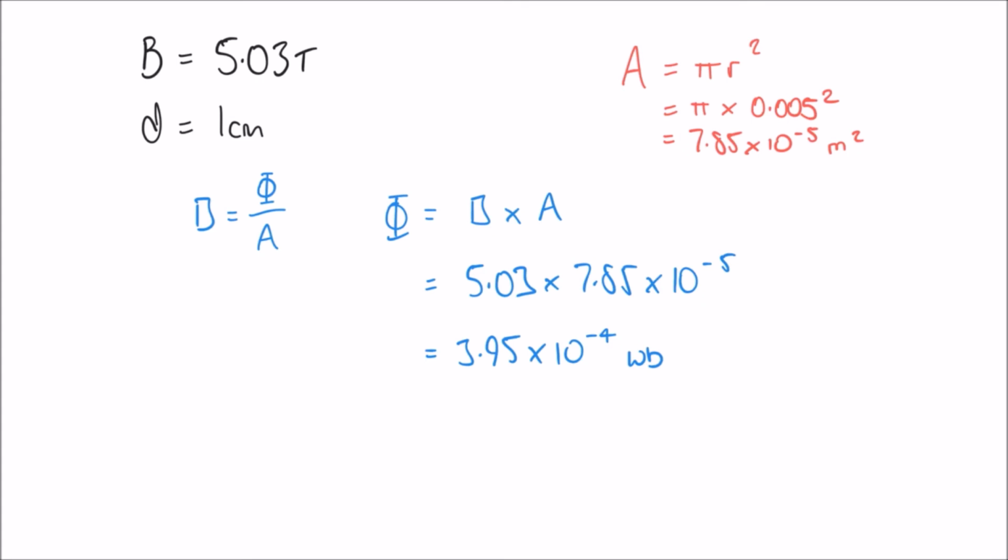Now, though our answer is correct, 10 to the minus 4 isn't really one of our standard unit prefixes. Our standard unit prefixes come in multiples of 3. So 10 to the minus 3 is milli, so milliwebers. 10 to the minus 6 would be microwebers. And so what we can do is convert to one of our standard unit prefixes by rewriting this as 395 times 10 to the minus 6 webers. And we know that 10 to the minus 6 is our standard unit prefix micro. So 395 microwebers would be our answer there.